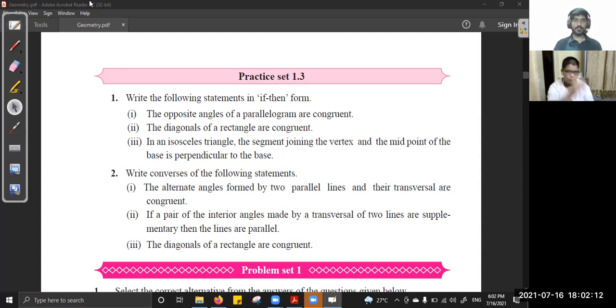Done, sir. Okay, next. In the next one, we have to write a converse. Now, I hope you remember converse. In converse, you just interchange antecedent and the consequence. It's like changing subject to predicate. The first one is: the alternate angles formed by two parallel lines and their transversals are congruent. First, write this in if-then form, and then you take the converse of it. So how will you first write it in the conditional form?